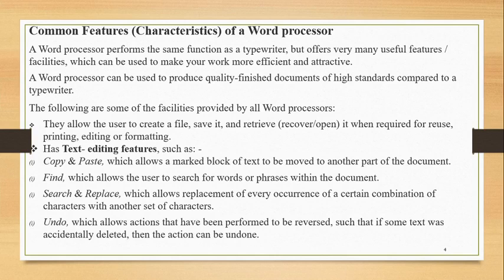The first one, they allow the user to create a file, save it, and retrieve or recover or open it when required for later. There is also a very important feature called find. You can find a phrase or a word at any given time just by pressing Ctrl H or Ctrl F or clicking on the binoculars, that is the find icon. We also have another feature called search and replace or find and replace. This one checks for an occurrence of a certain word and then replaces it with another phrase or word.